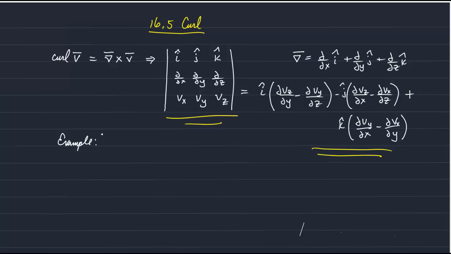So say we're given the vector field V equal to Vx in the i hat direction in general, Vy in the j hat direction, plus Vz in the k hat direction. And each of these components can vary with x, y, and z in x, y, and z space. In this example, we're going to say that Vx is equal to xyz. Okay, so this is Vx.